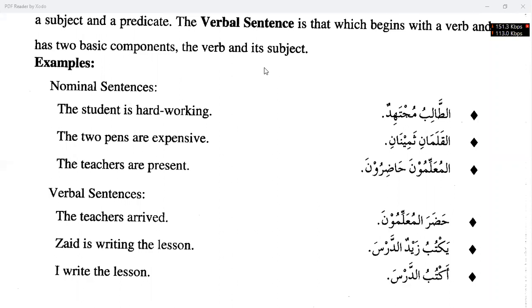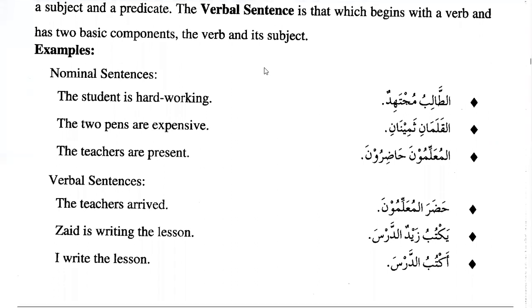Verbal sentence. Hadara al-muallimuna. The teachers arrived. Yaktubu Zaidu darsa. Zaid is writing the lesson. Aktubu darsa. I wrote the lesson. I am writing the lesson, or I write the lesson.